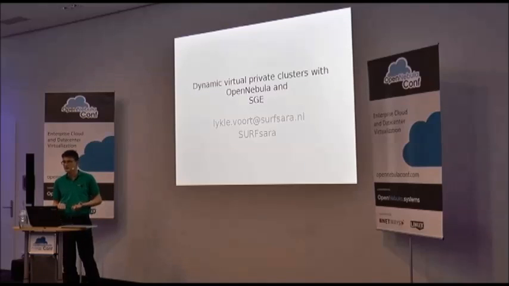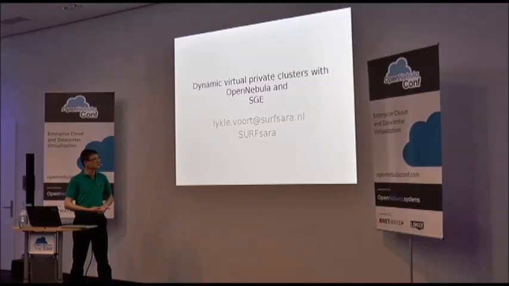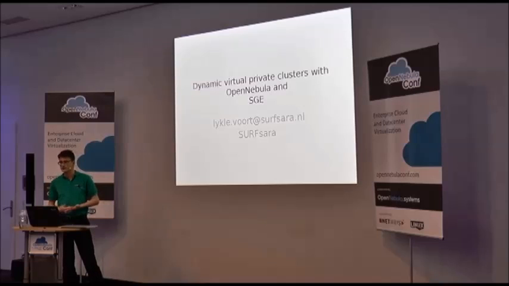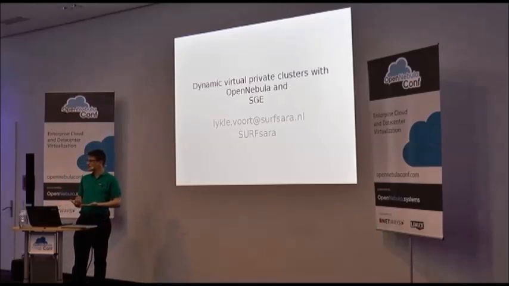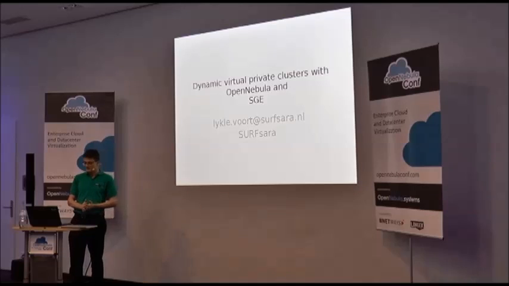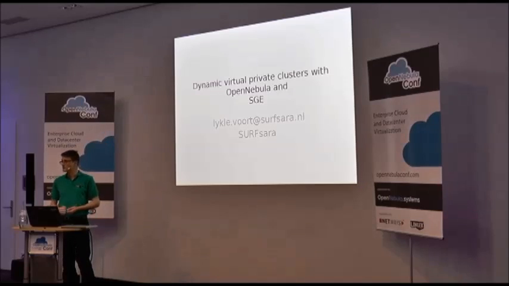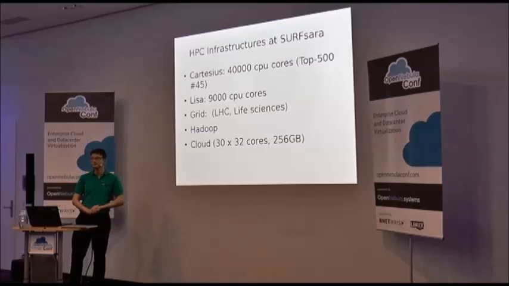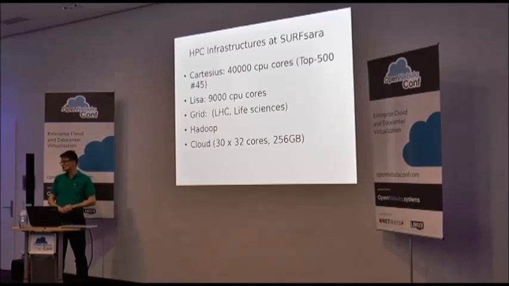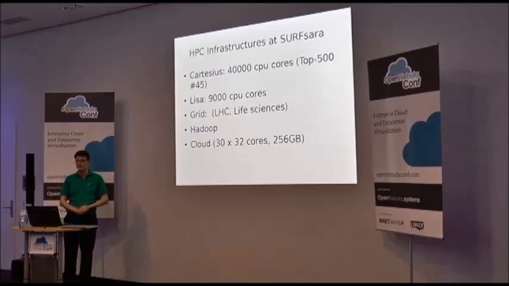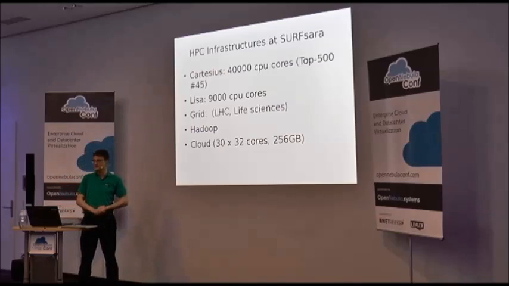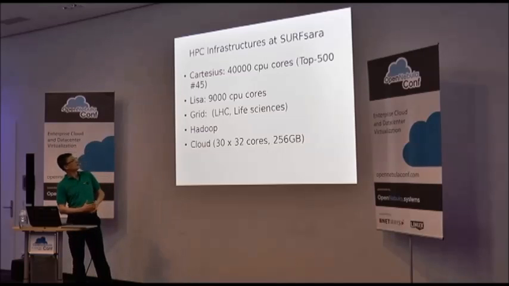SURFsara provides computational resources to academic institutions, so universities, colleges, and mainly for research. We do supercomputing, cloud computing, and some big data infrastructure such as Hadoop. So let me give an overview of what we have. We have Cartesius. It's our most famous supercomputer. It's a Dutch national supercomputer, 40,000 cores, and this year we reached the 45th place in the top 500 of supercomputers in the world. We have our national cluster, 9,000 CPU cores.